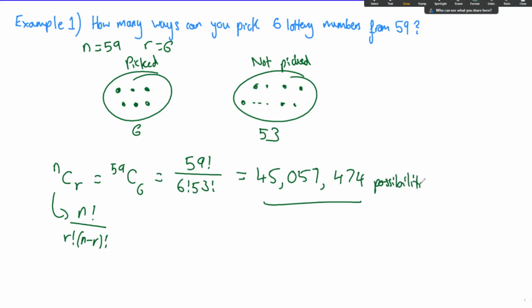And it kind of shows that you probably won't have much luck winning the lottery if you have a 1 in 45 million chance. But yeah, that's just one of the things we can calculate using the binomial coefficient.